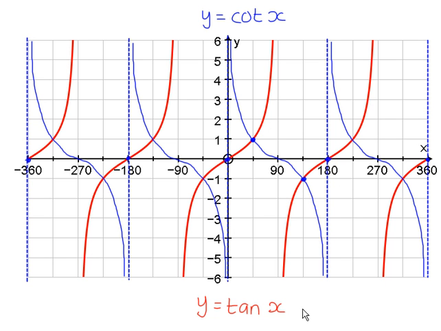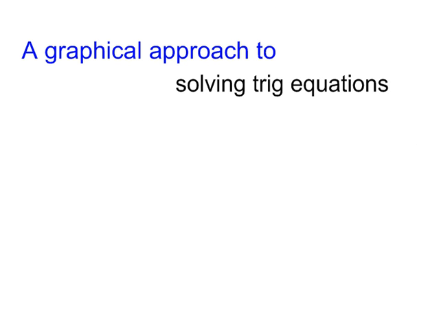So you have the graph of tan x and cot x. Both of them have a period of 180 degrees or pi in radians. Now you need to know how to sketch sine, cos and tan graphs and cosec, sec and cot graphs. And you need to know this both for degrees and for radians and some of their basic properties. A graphical approach to solving trig equations.